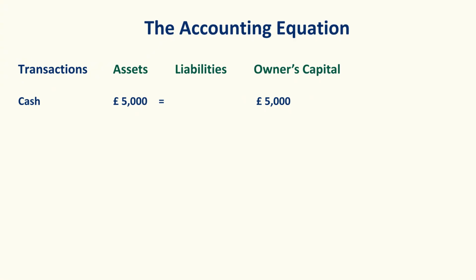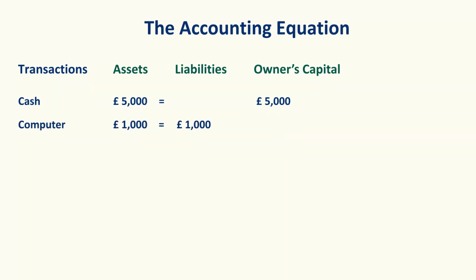Let's say the owner puts £5,000 of their own money into the business. What happens? The business receives cash, so assets go up by £5,000. At the same time, the owner's investment increases, so capital goes up by £5,000. See, both sides of the equation increased equally.